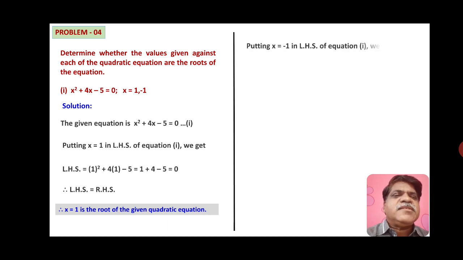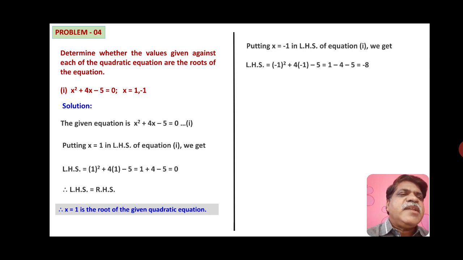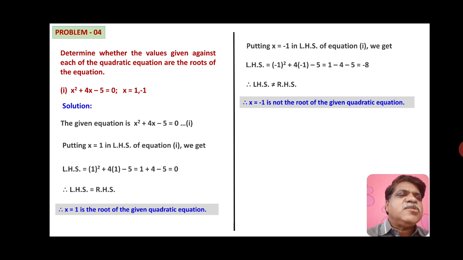Now, we'll consider the next. Putting x is equal to minus 1 in LHS of the equation 1, we will get LHS is equal to minus 1 square plus 4 into minus 1 minus 5. So, minus 1 square is plus 1, plus 4 into minus 1 is minus 4 and minus 5. So, 1 minus 9, which will be minus 8. Friends, here LHS is not equal to RHS. Since RHS is 0, LHS is not equal to RHS. Therefore, you can write that x is equal to minus 1 is not the root of the given quadratic equation.